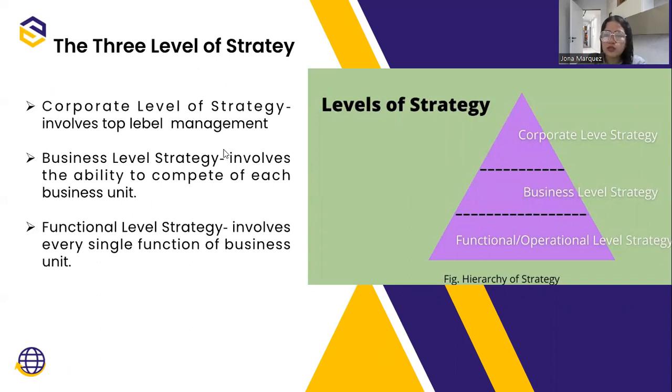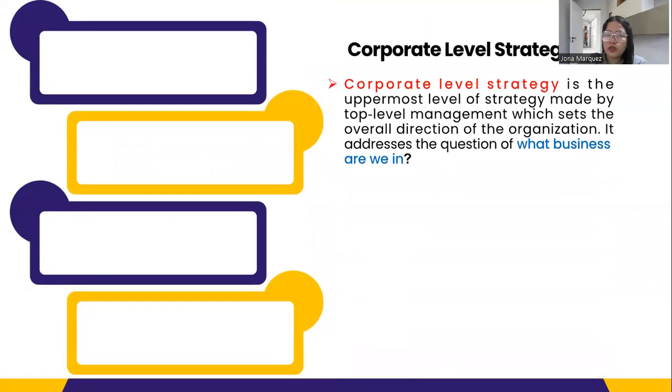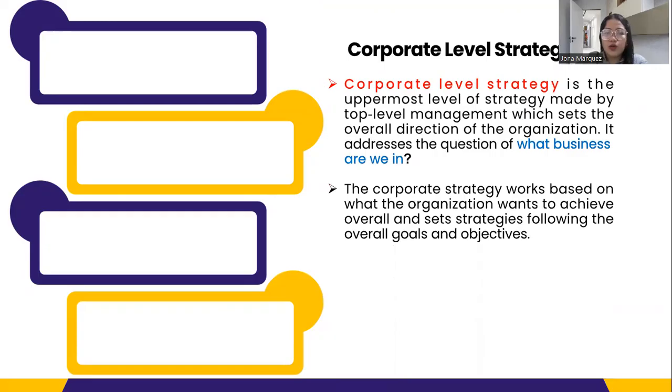So, let's discuss this in detail. Okay? When we say corporate level strategy, it is the uppermost level of strategy made by top level management. Okay? So, which sets the overall direction of the organization. So, it addresses the question, what business are we in? Okay? So, the corporate strategy works on what the organization wants to achieve. Okay? So, overall and set strategies following the overall goals and objectives.